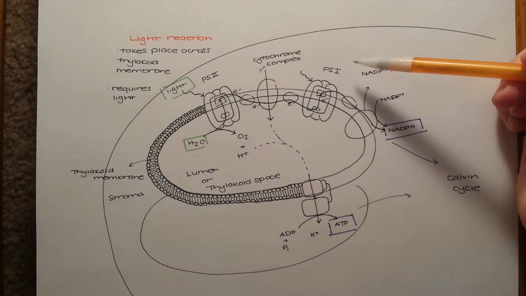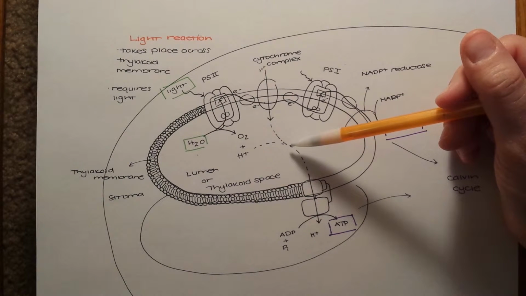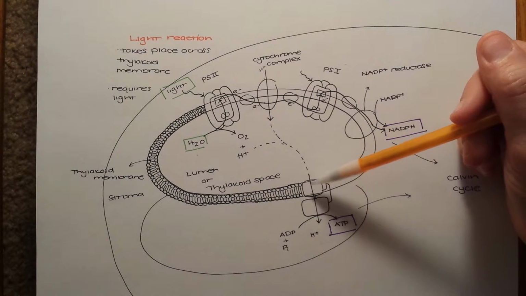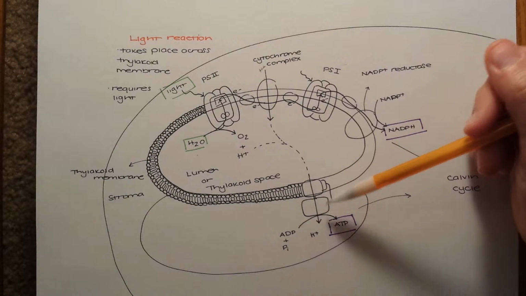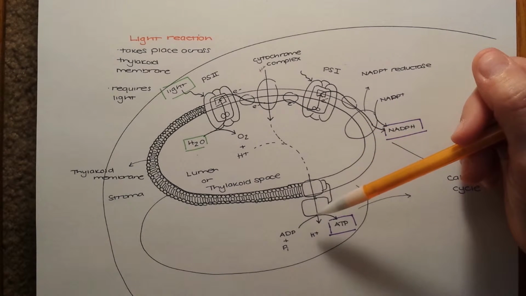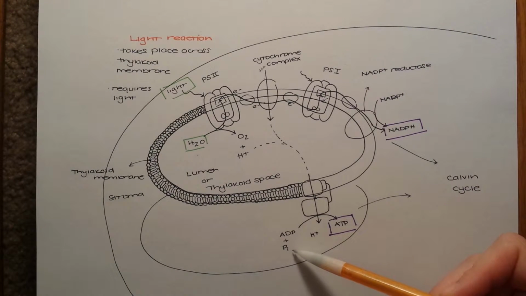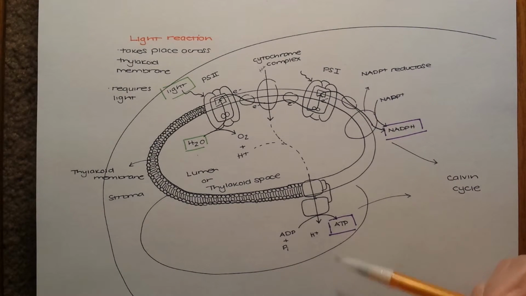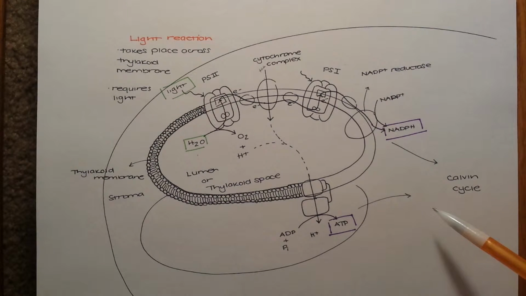So we have a natural gradient where these hydrogen ions are going to want to move from high to low. That's very nice for us because then we have this ATP synthase hanging out also across that thylakoid membrane, that when those hydrogen ions pass through the ATP synthase, they are going to turn ADP and an inorganic phosphate into ATP. Now this is usable energy that can go on to the Calvin cycle.